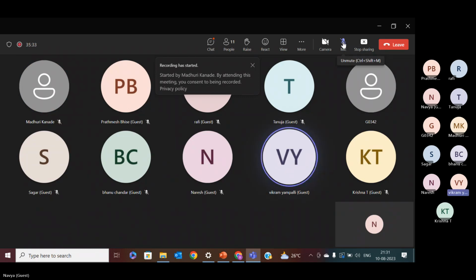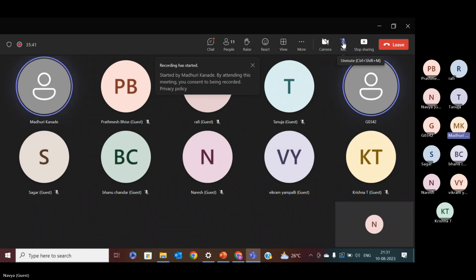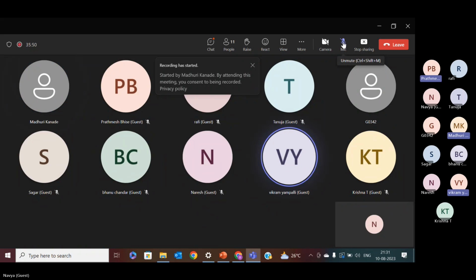I think earlier there was a Hyderabad branch also, no? Now it is not there, I think. Yes, actually, in Hyderabad we also had one branch, but during the Corona period we had to close it.